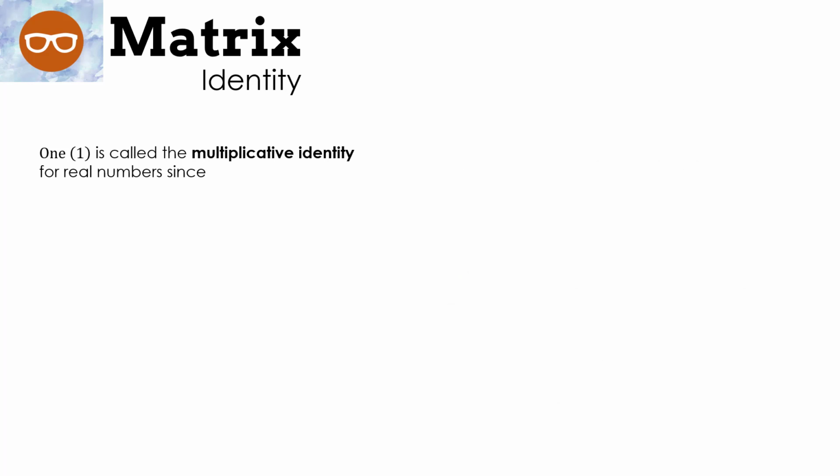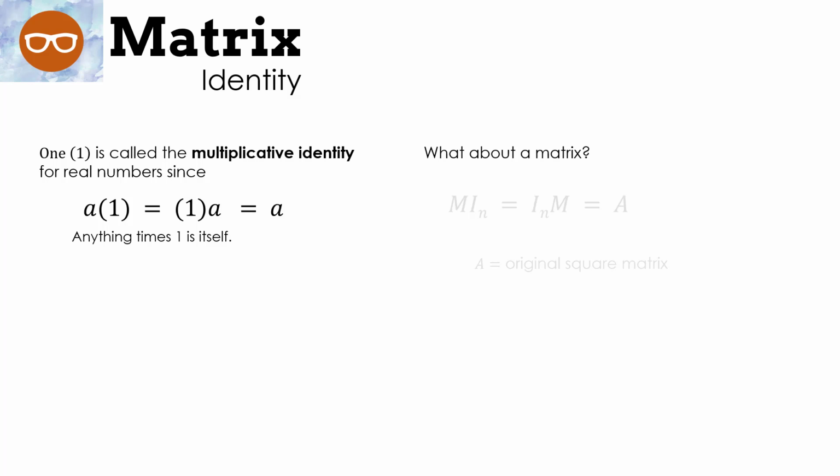Identity. 1 is called the multiplicative identity for real numbers since 1 times anything is itself. Well, what about a matrix? We have what we just called the identity matrix. So if I take my matrix times the identity equals the identity times my matrix, we're going to end up with our original matrix. Now let's look on the left here. All we did was we replaced A with our M matrix. Now 1 is our identity matrix, and that's why I have I sub n equals 1, our identity matrix, times our matrix M, and that equals our original matrix, A.